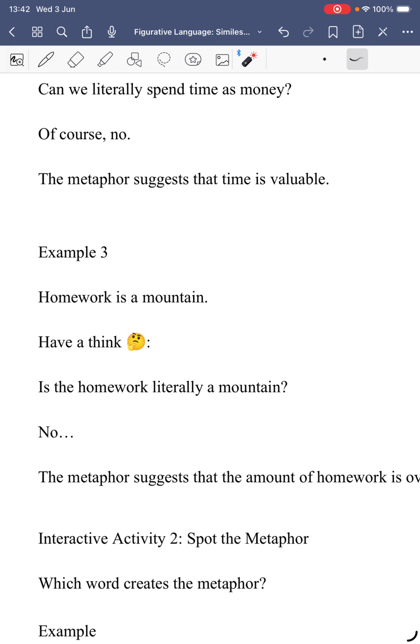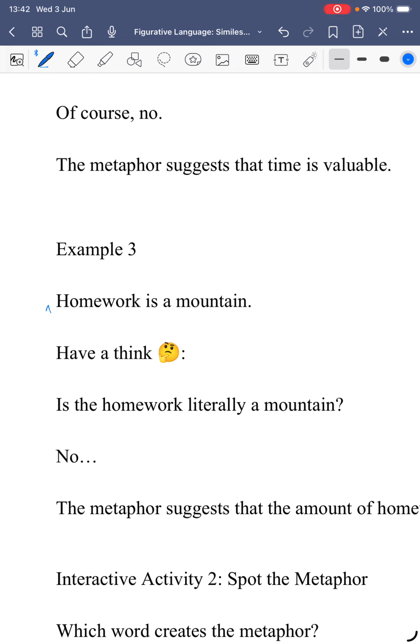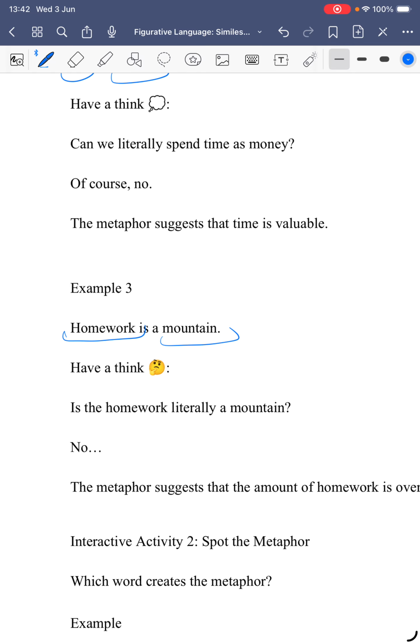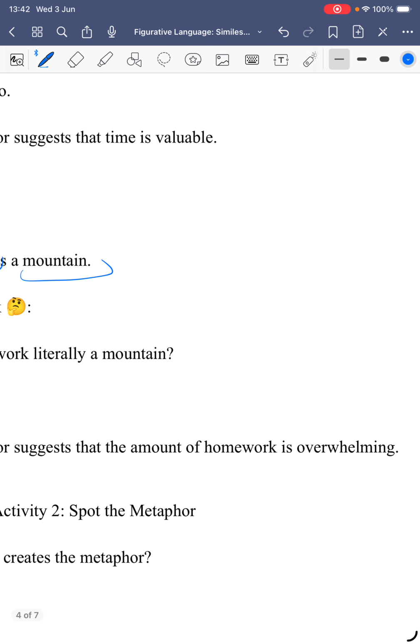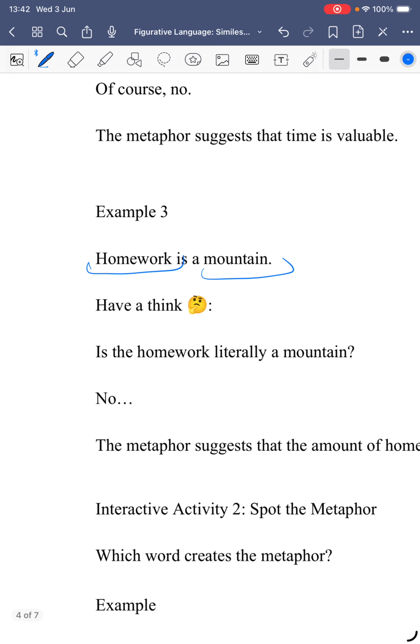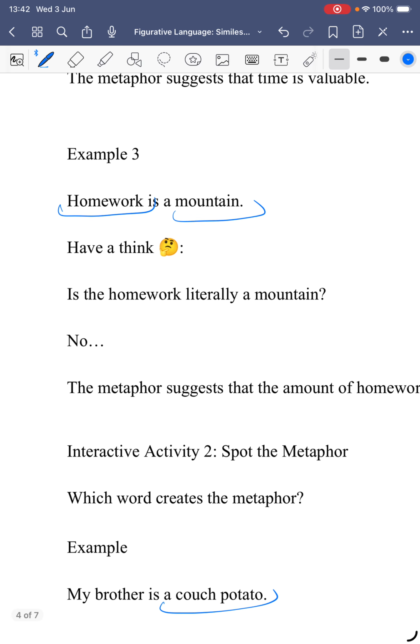Example 3. Homework is a mountain. Subject and object. Homework is not, and hopefully never will be, a mountain. Instead, we are trying to say that the amount of homework is overwhelming. We are using the idea of a mountain to emphasize that the amount of homework is crazy.